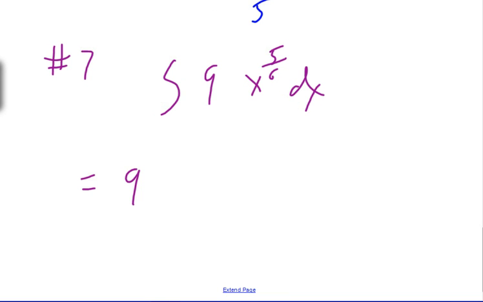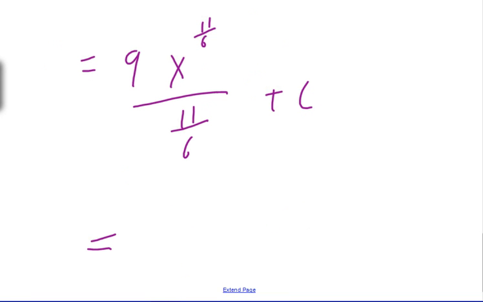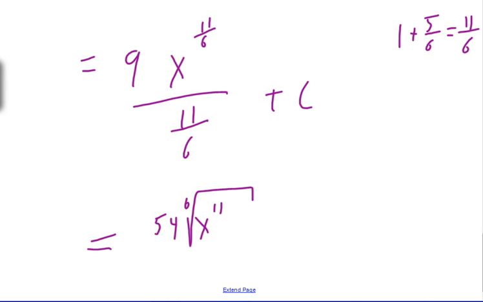Alright, so I got 9 x to the 11/6 divided by 11/6 plus c. I added 1 to 5/6. 1 plus 5/6 equals 11/6. So adding 1 is adding 6 over 6. Now, 9 times 6 is 54, so that's 54 x to the 11/6 divided by 11 plus c.